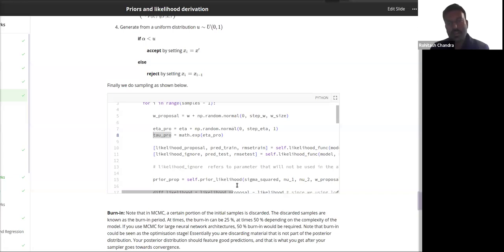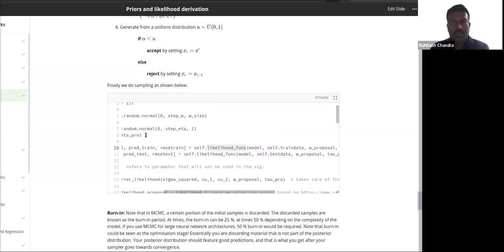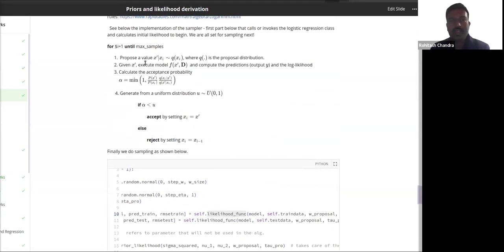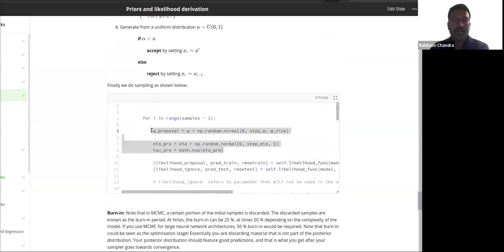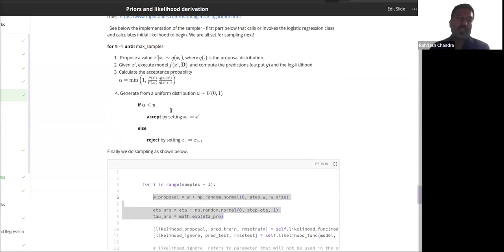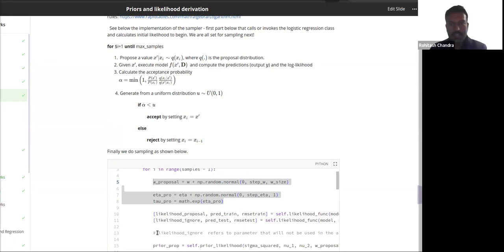Note, this whole thing is done in the log likelihood space. We are not having a plain likelihood function, it's a log likelihood function. Once we have proposed values, that's done here, we have done part one. Then we need to evaluate these, so we execute the model to get the likelihoods. That's part two.